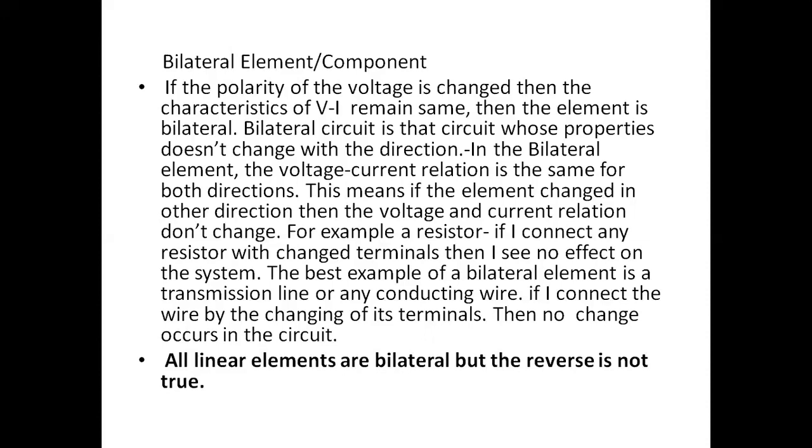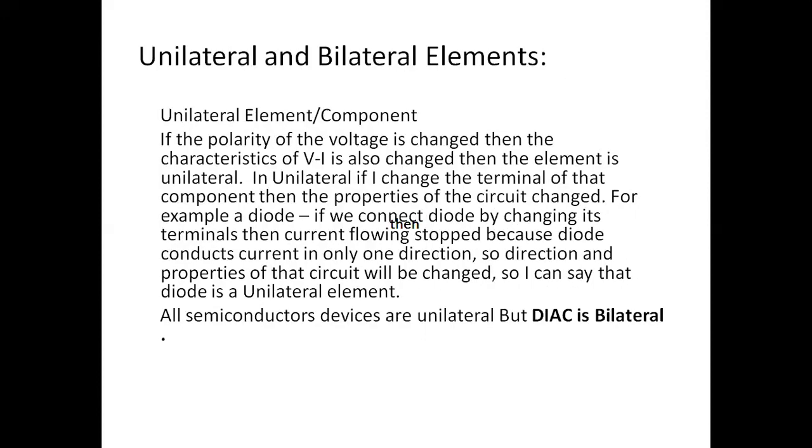For example, if you consider a resistor and connect it with changed terminals, then we see no effect on the system. The best example of a bilateral element is a transmission line or any conducting wire. All linear elements are bilateral, but the reverse is not true. That is, not all bilateral elements are linear.